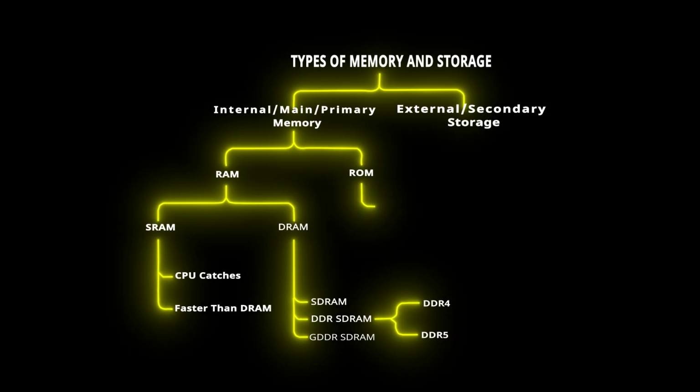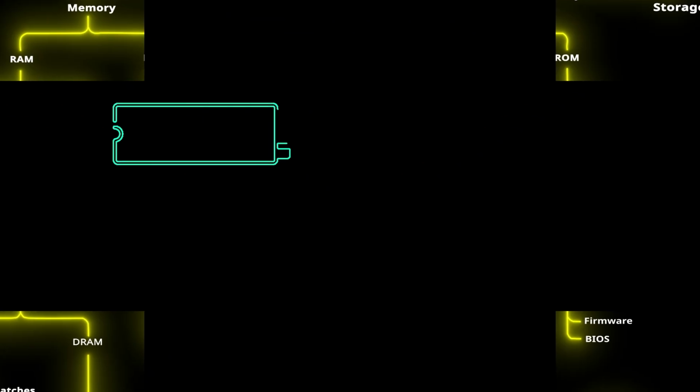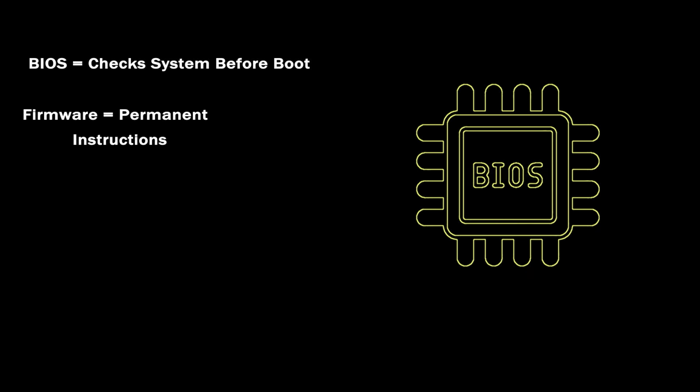Now let's discuss ROM. So what's inside ROM? It stores firmware that helps your hardware talk to each other. Then there's the BIOS, basic input output system. Before your computer shows the desktop, the BIOS checks that everything's working. It's like your computer's built-in manager.